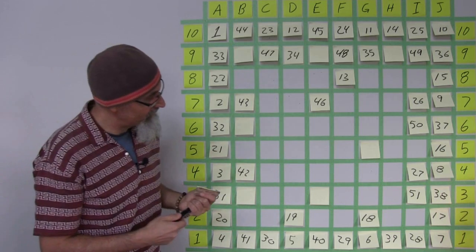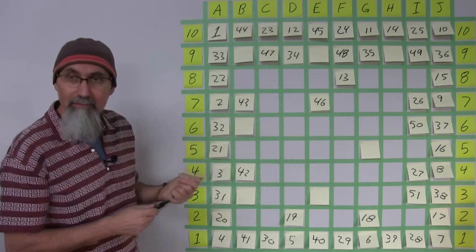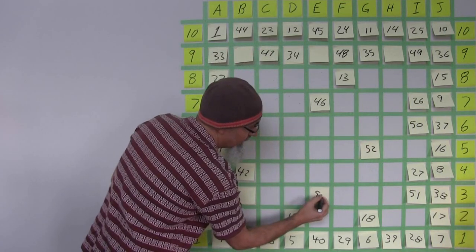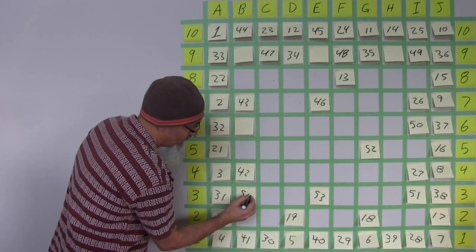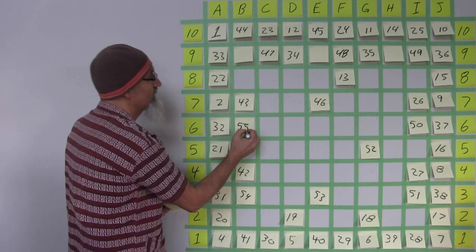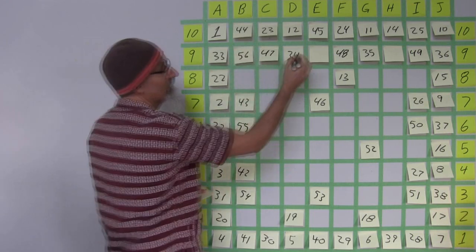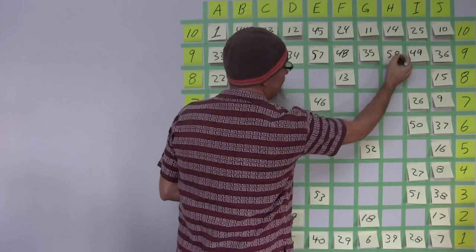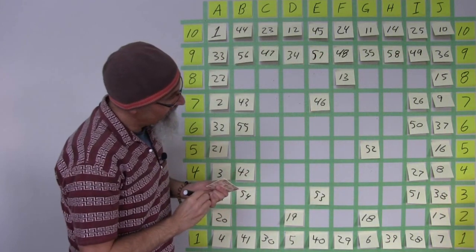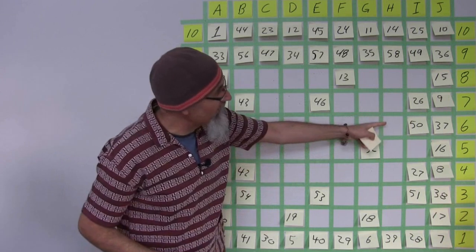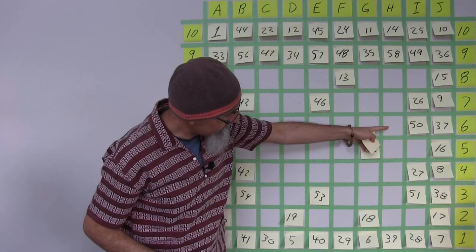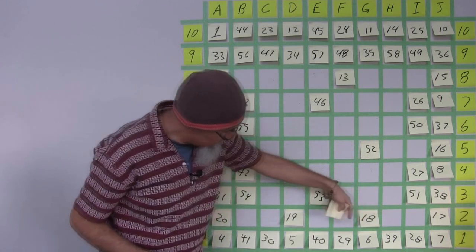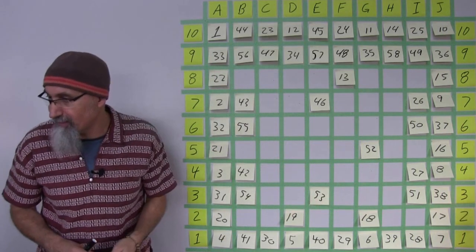Where should we go? You know what? We've laid this out. Let's keep going this way. 52, 53, 54, 55, 56, 57, 58. And then we can go work the bottom now. 59, 60, 61, 62, 63. Should we do that?